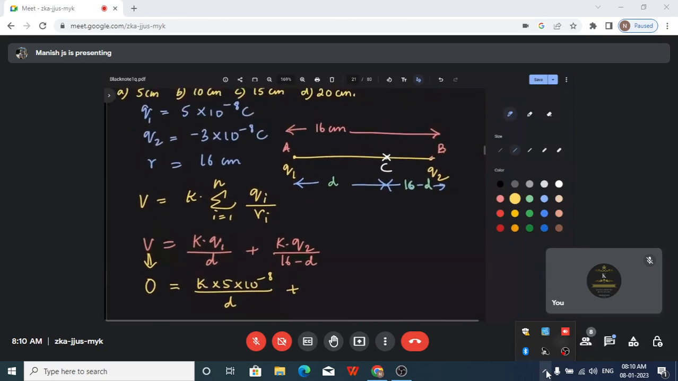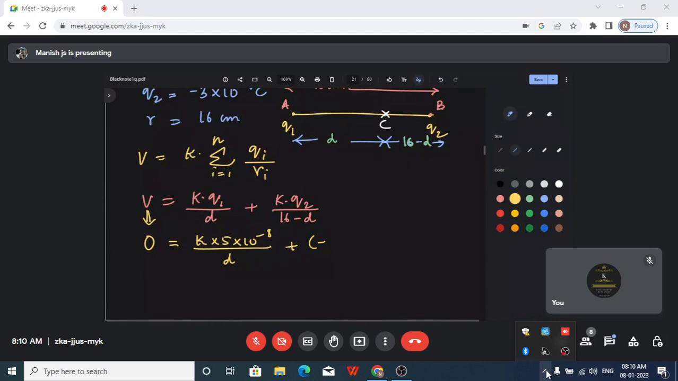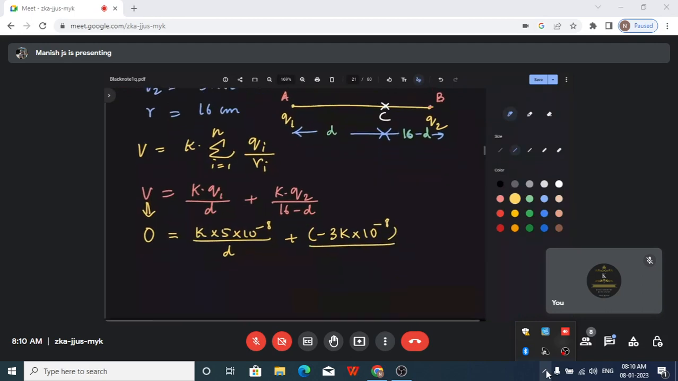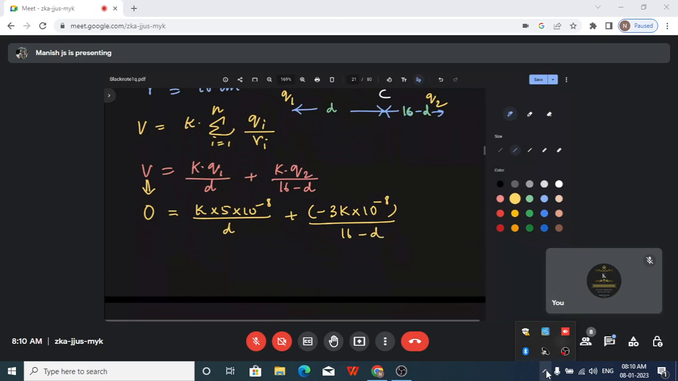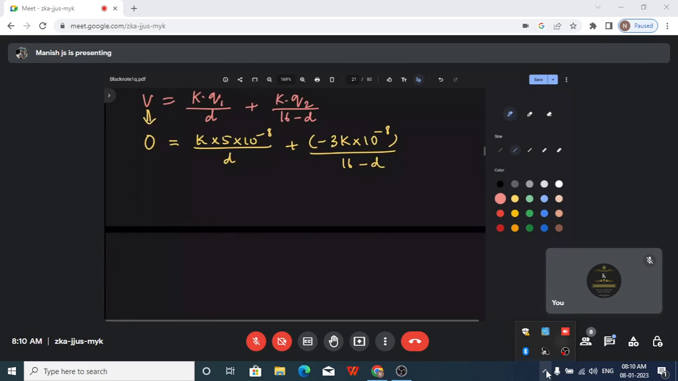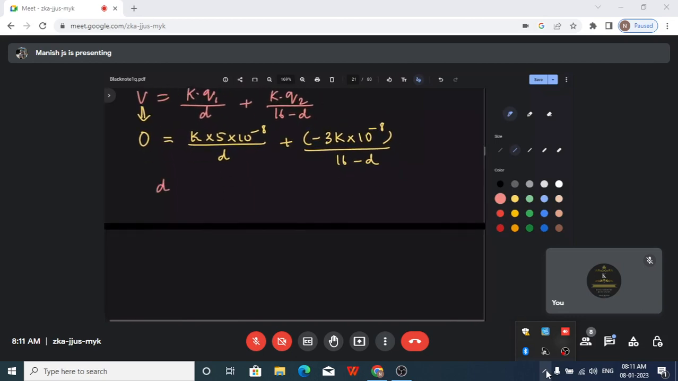Plus, அடுத்தது பாருங்க, K into Q2. Q2 வந்து you will have to be careful, ஏன்னா Q2 க்கு வந்து there is direction also. There is minus sign convention. So எப்படி எழுதிக்குவோம்? You will take it as minus 3K into 10 power minus 8 divided by 16 minus D. ஓகேங்களா? This is how I express. Rearrange பண்ணுங்க, K cancel ஆயிரும். 10 power minus 8 is also going to get cancelled off. Just tell me what is D value now. That's all. You will get the answer. இங்கிருந்து நீங்க solve பண்ணுங்க. Tell me what is D.